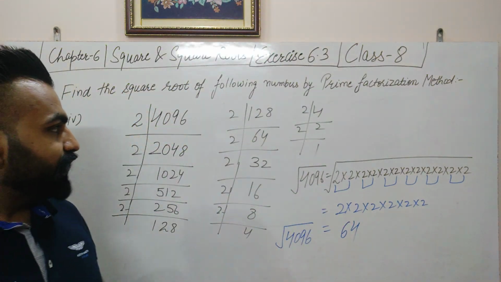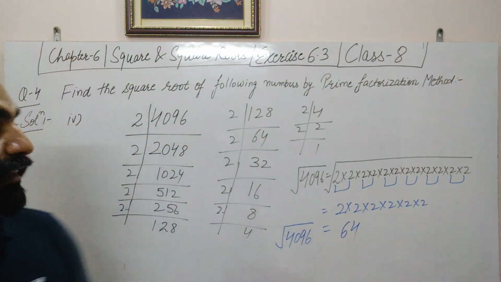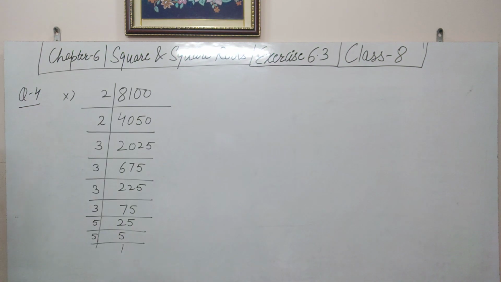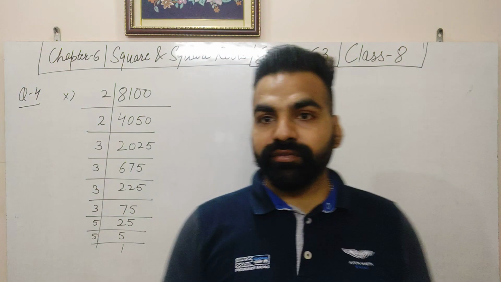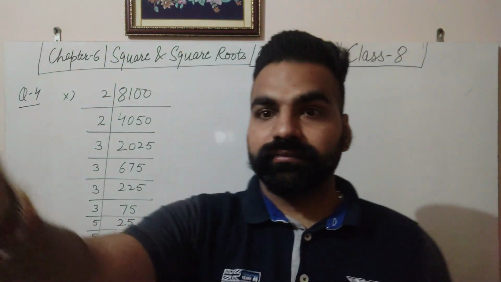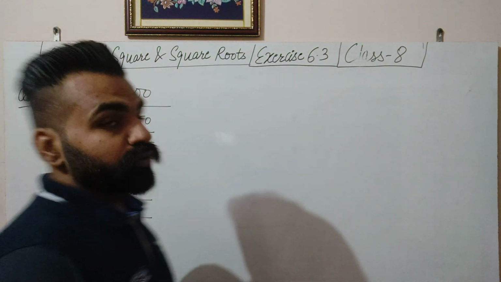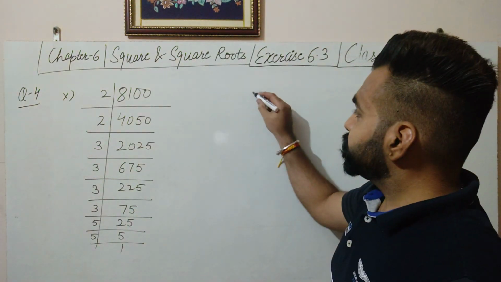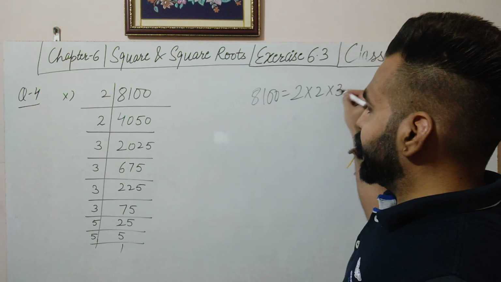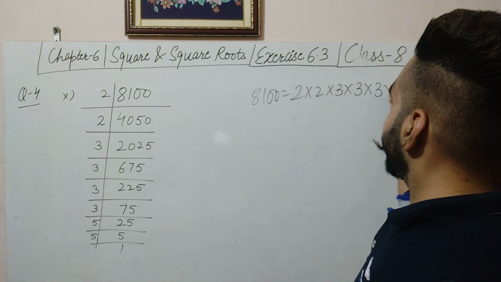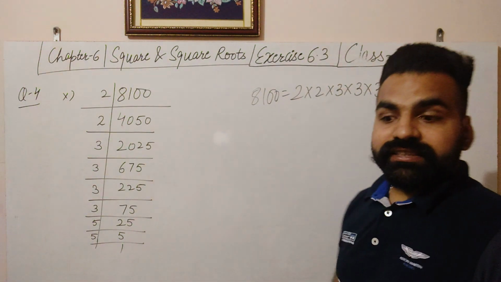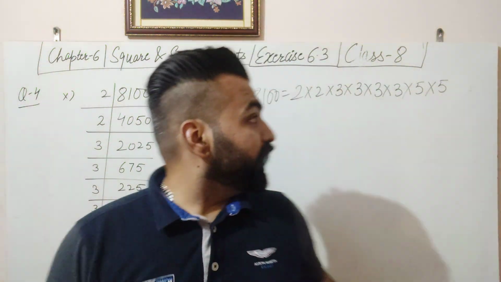Now at last I will discuss the 10th part, that is 8100. So this is the 10th part, that is 8100, and the prime factorization of 8100 is this. So 8100 can be written as 2 into 2 into 3 into 3 into 3 into 3 into 5 into 5. So this is the prime factorization of 8100.